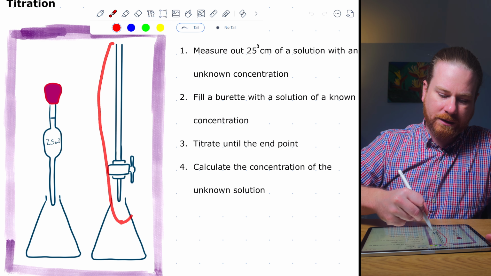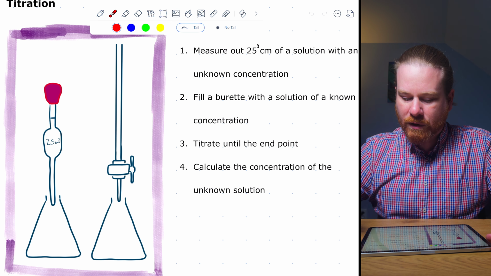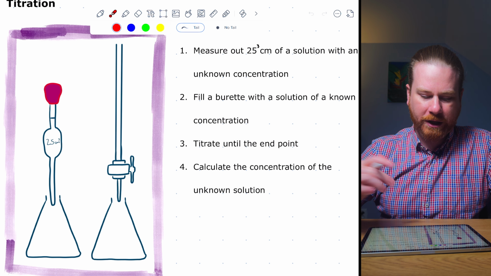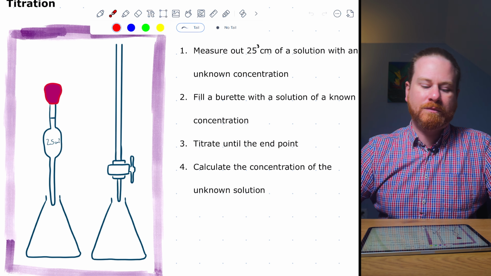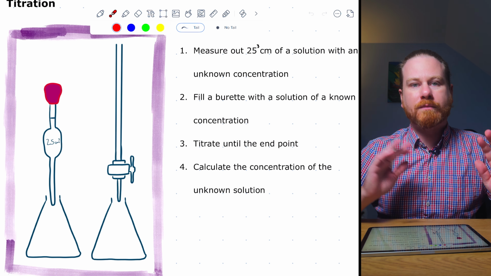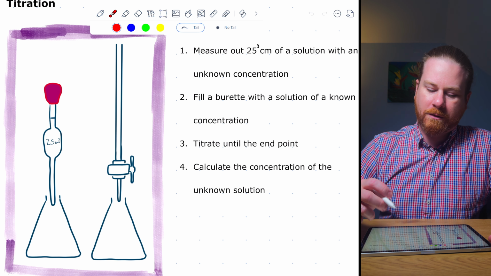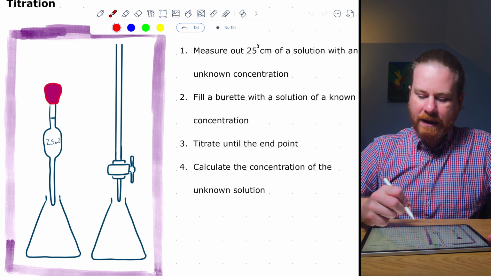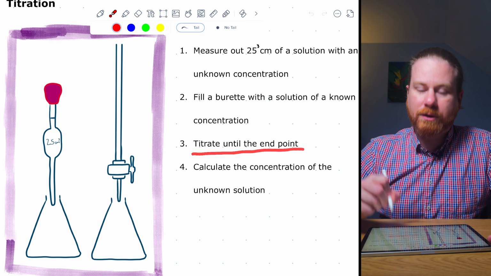So this is the burette. You're going to fill the burette with a solution of a known concentration. So you fill that all the way up. If you do it properly, you wash it, clean it, wash it again, fill it up, and then it is filled with your solution of a known concentration. Then titrate until the endpoint.